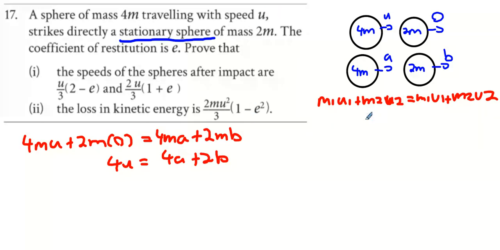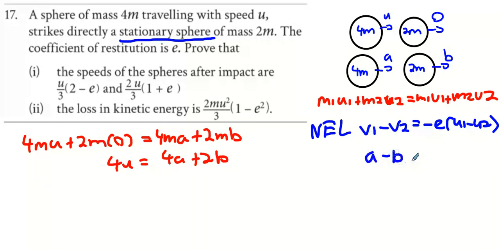Right, now we're going to go for NEL. So what do we think about NEL? What's the formula again? V1 minus V2 equals minus E times U1 minus U2. Okay. Once again, we have our routine. We're going to have to make a simultaneous equation out of this somehow. You ready? Let's do it. Just put them in. A minus B equals what? Minus E into U minus 0. Is everybody happy that A minus B is minus EU?